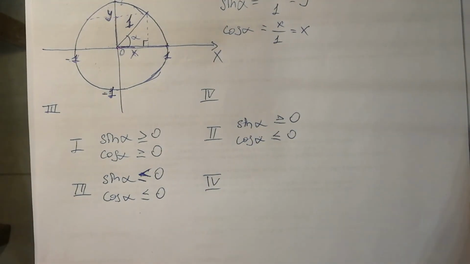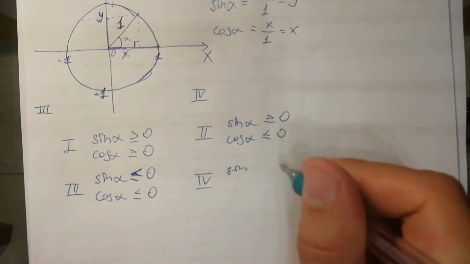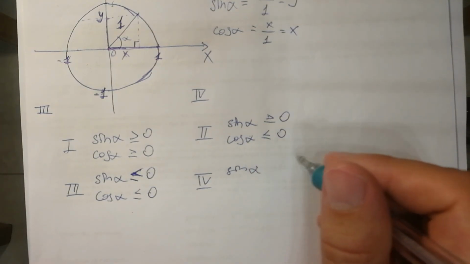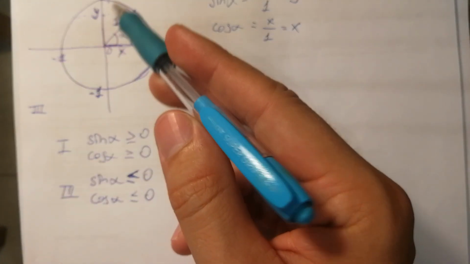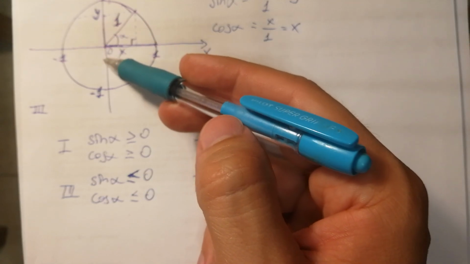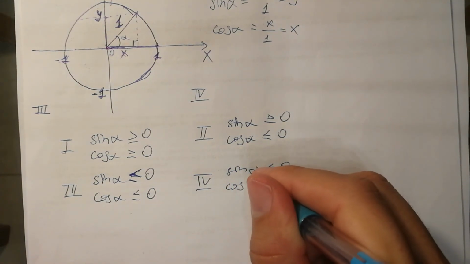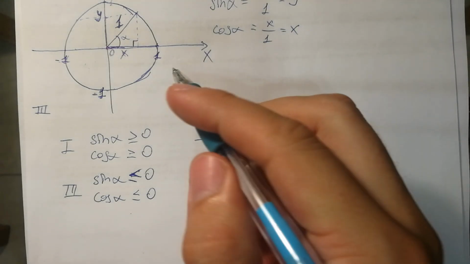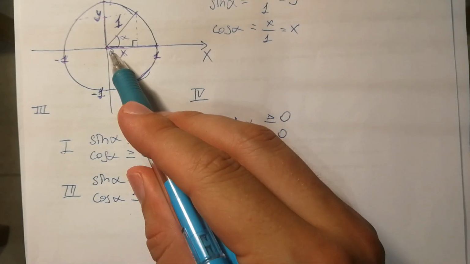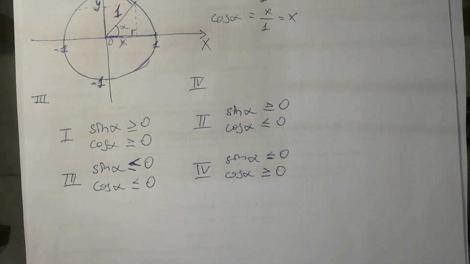In the fourth quarter, the situation is that sinus of angle alpha should be less or equal to 0, because sinus is y, and y here is negative. Cosinus of angle alpha is more or equal to 0, because the axis x here is positive, and we obtain these values.